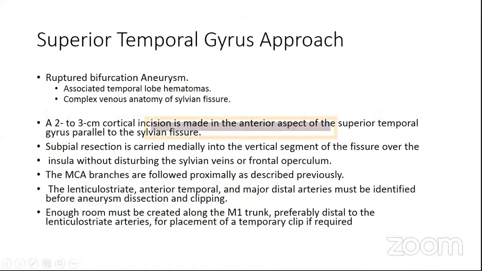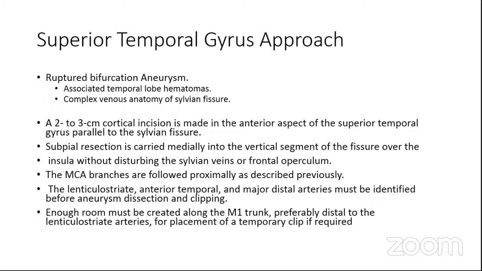The third one, the uncommon approach, is sometimes the superior temporal gyrus approach. This approach is applied when we do not have clear access through the Sylvian fissure. It is most commonly done in ruptured bifurcation aneurysms, if we come across complex venous anatomy of the Sylvian fissure, and maybe temporal lobe hematomas are associated because of the ruptured aneurysm. In this, a 2 to 3 centimeter cortical incision is made in the anterior aspect of the superior temporal gyrus, parallel to the Sylvian fissure.